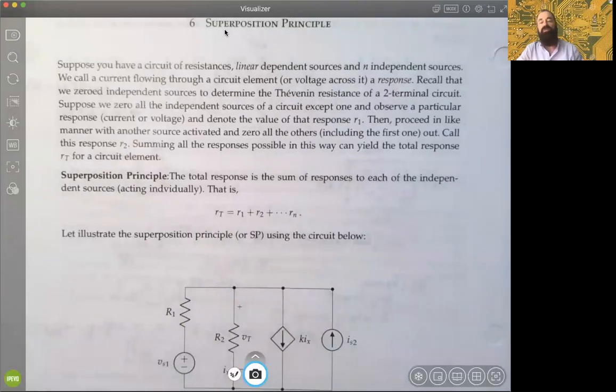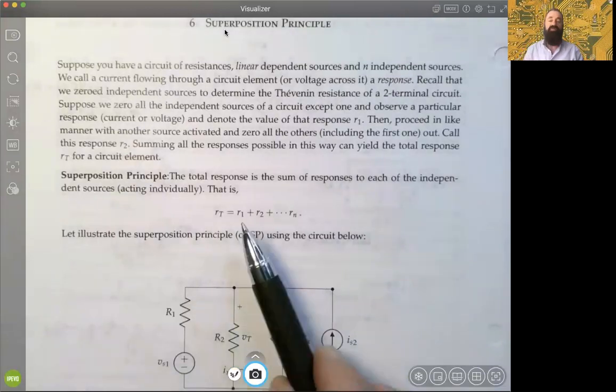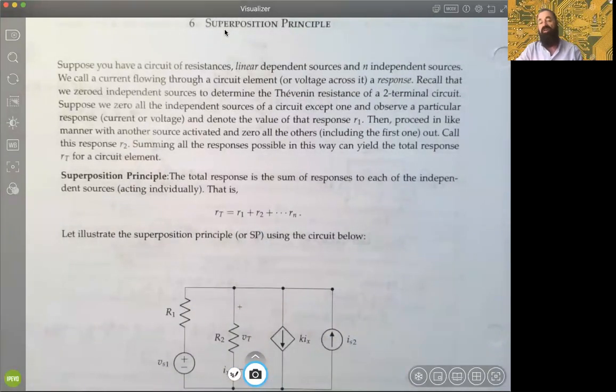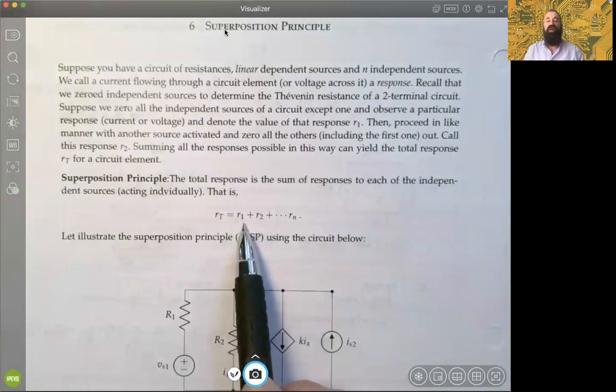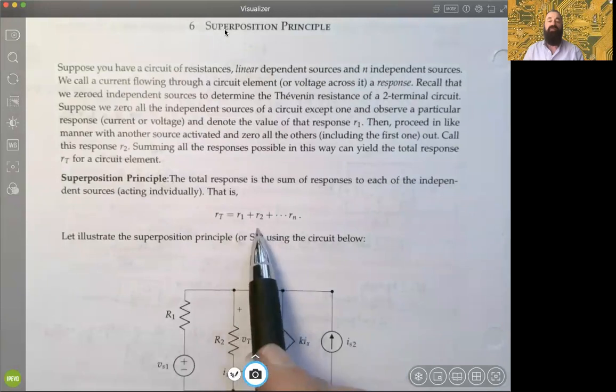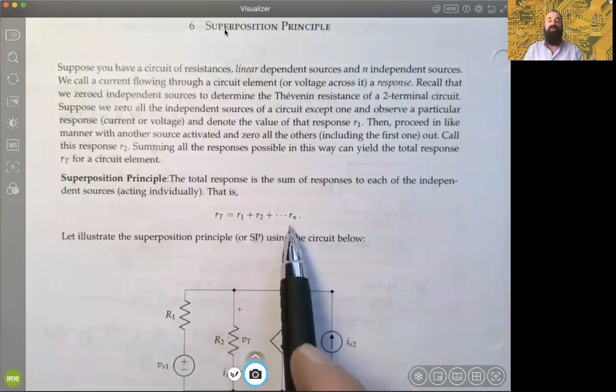And then summing all the responses in this way, we could generate the total response, say R sub T, for a circuit element. So the idea here is trying to find the voltage or the current associated with one independent source at a time, right? So the superposition principle is simply stated as this: the total response is the sum of the responses to each of the independent sources acting individually. So for example, you would get the response from zeroing out source one, and then zeroing out source two, and so forth.